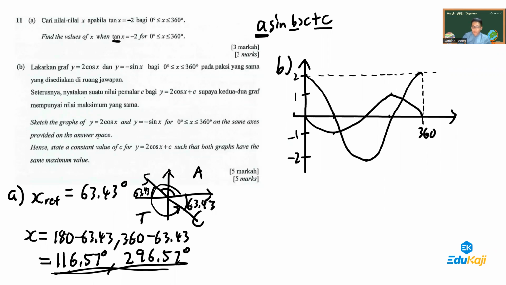So basically, you see the maximum point here is 2. Maximum point for the sine is 1. So in order for them to have the same maximum point, I have to shift down by 1. So that means C is -1. Yeah, don't need to show any working. Just give the answer. It's fine.